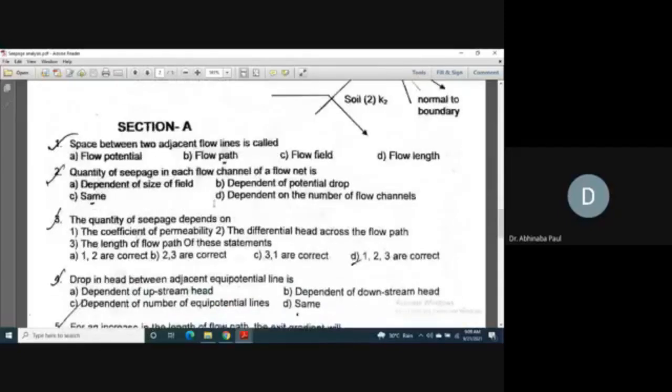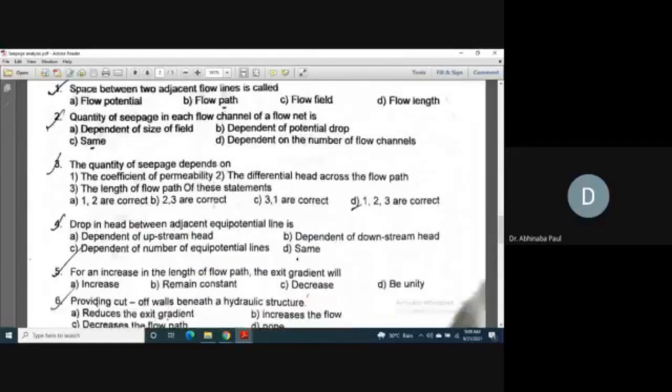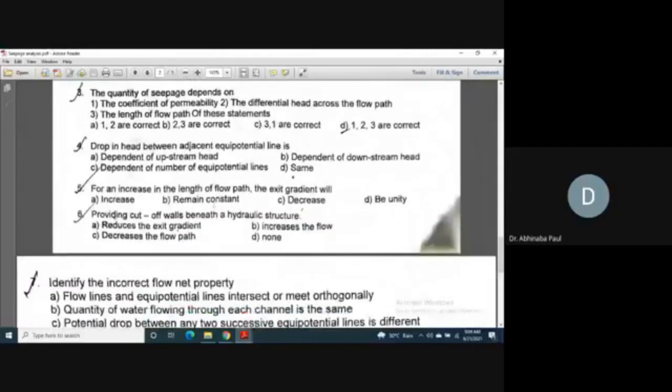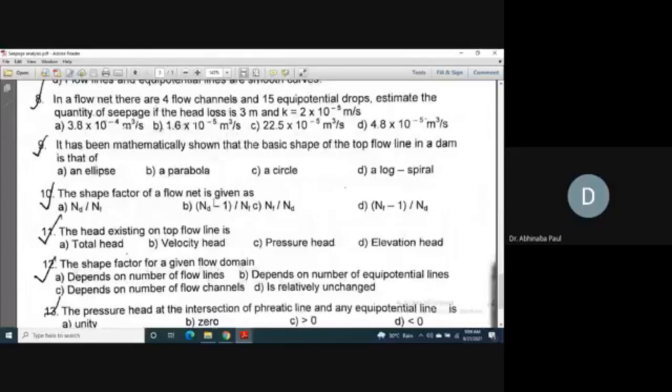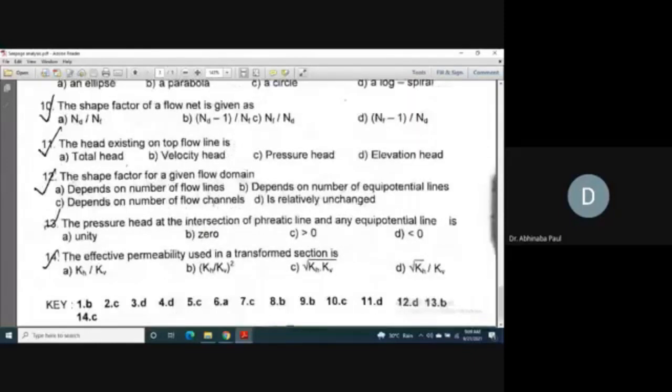So these are some objective questions. Please go through this and try to find the answers.